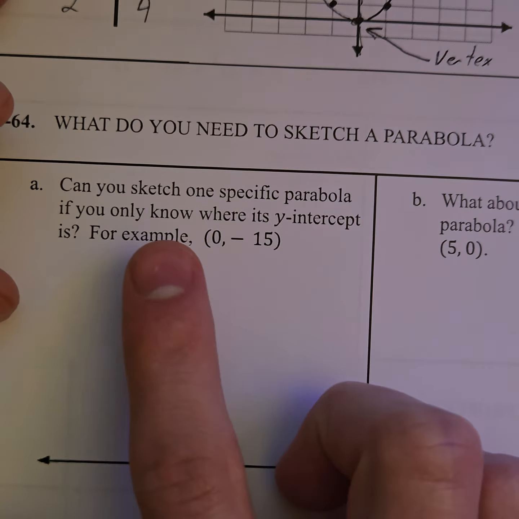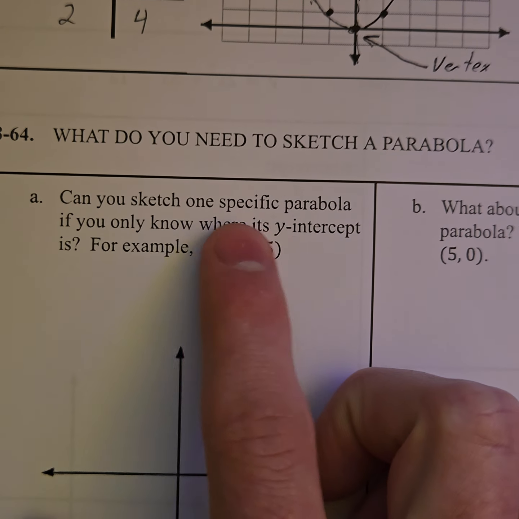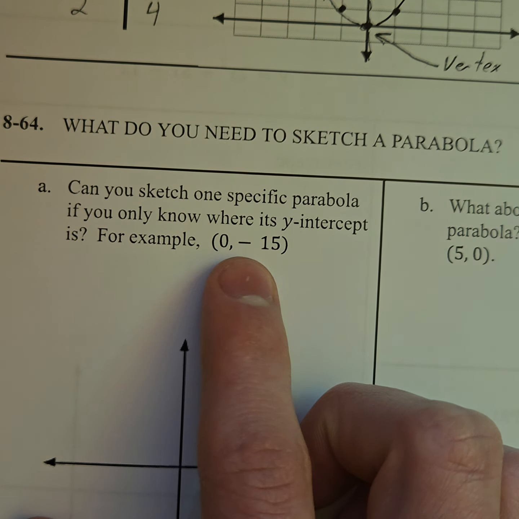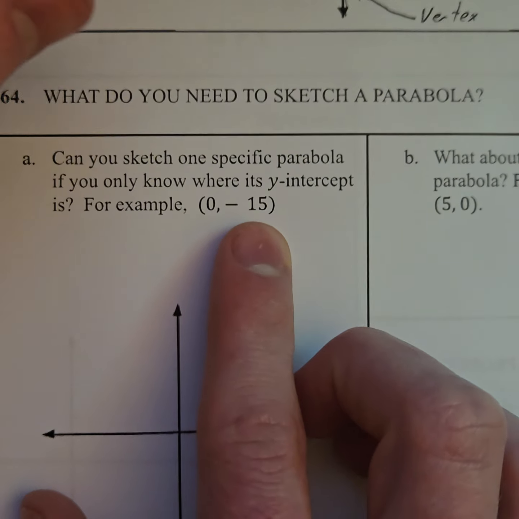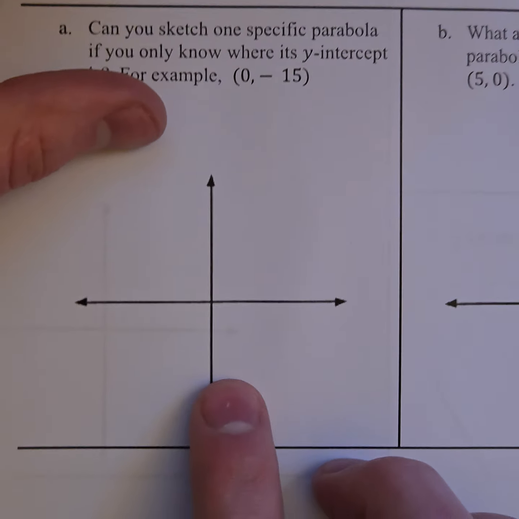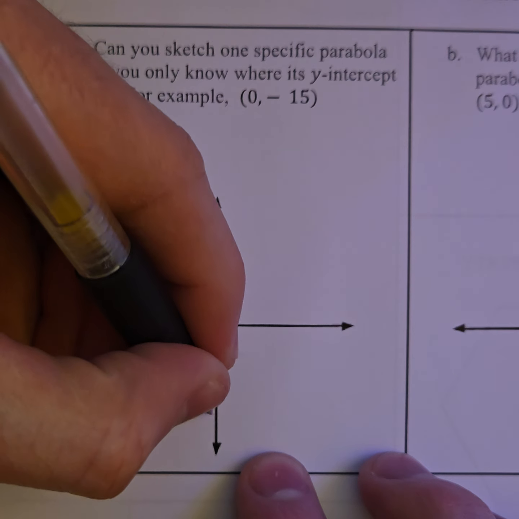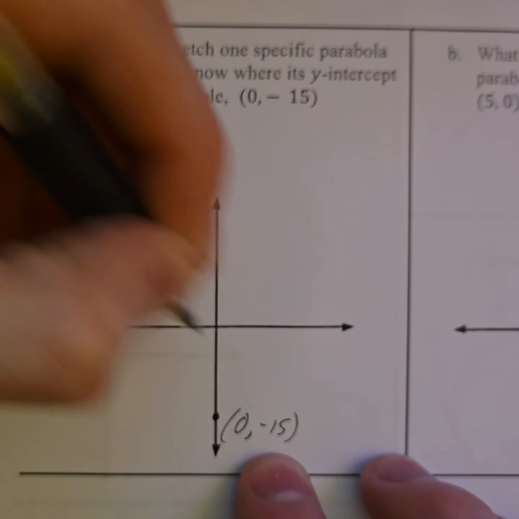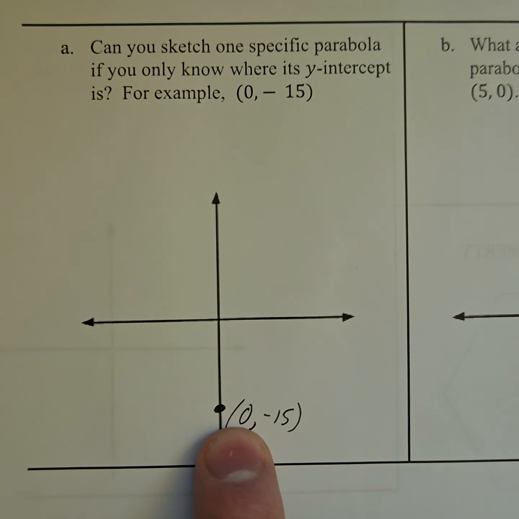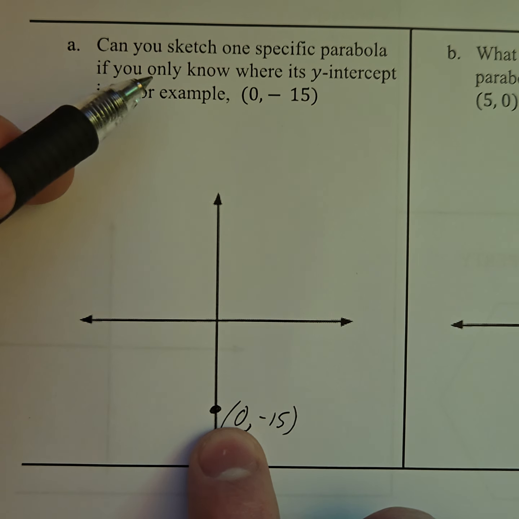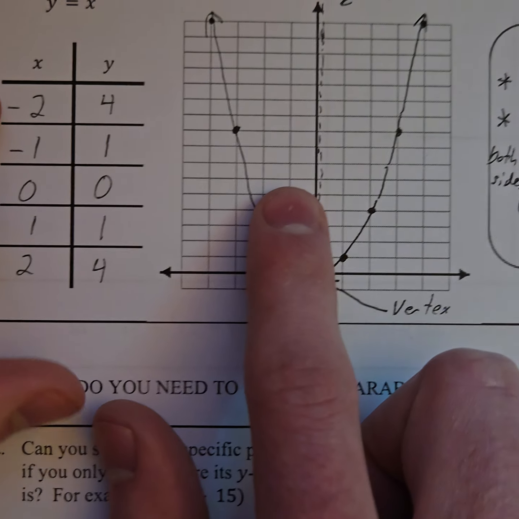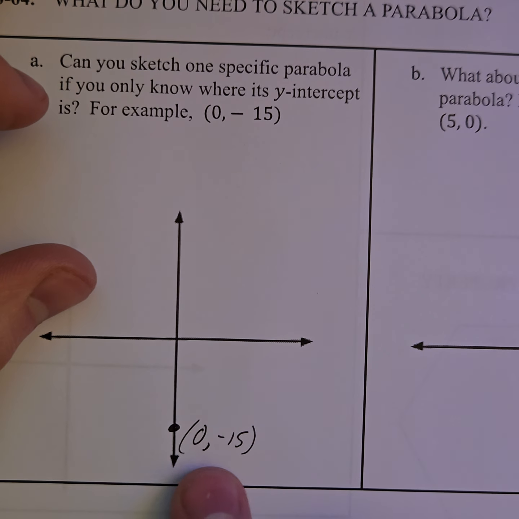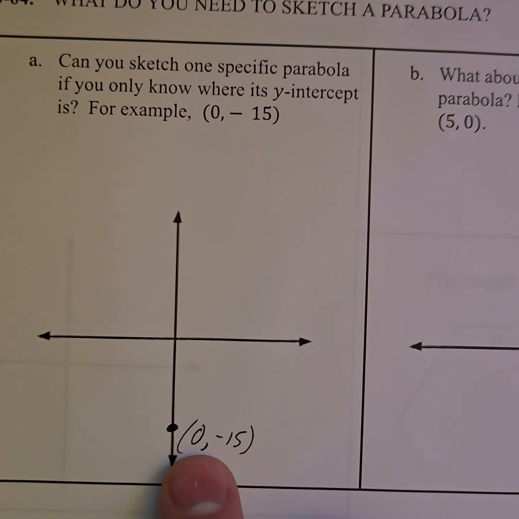Okay, so if we look at letter A, it says, can you sketch one specific parabola if you only know where its y-intercept is? For example, the point 0, -15. So let's just plot that point on our graph below here. So let's just say this is the point 0, -15. We're just going to estimate that that's that point, okay, down there. It's asking you, can you sketch only one unique parabola that goes through the point 0, -15, or are there multiple that go through that point?